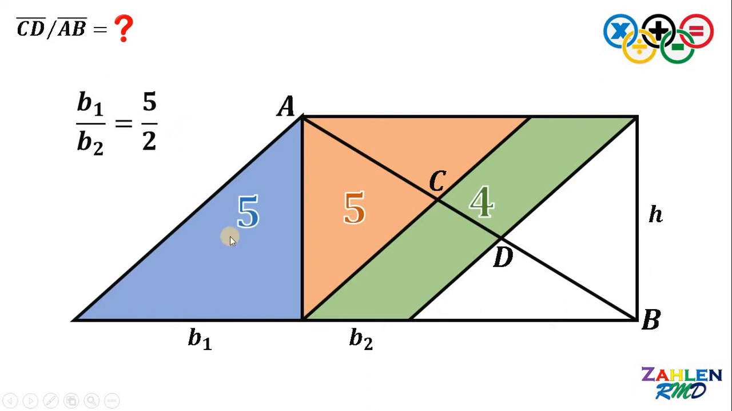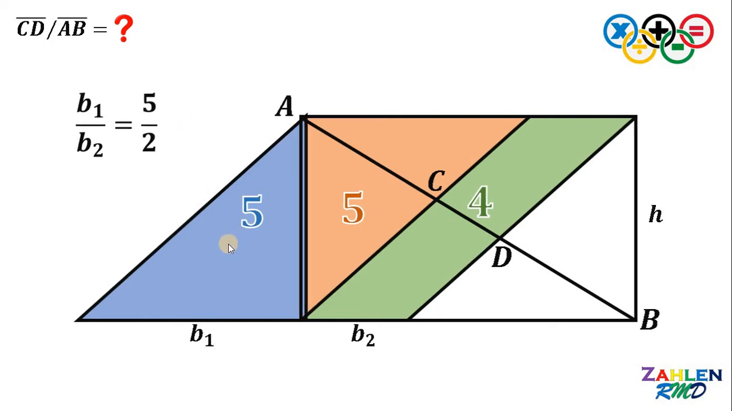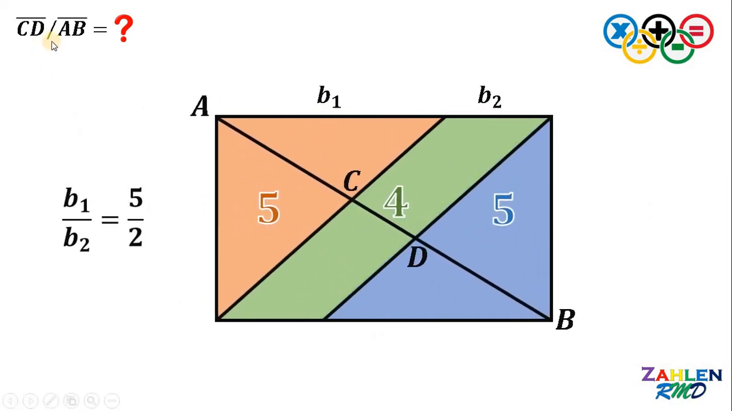Now, let's go back to our original figure because we are now ready to find the ratio of CD over AB. Take note that this length is also base sub 1 and this length is also base sub 2. The reason is this green figure is a parallelogram and these 2 right triangles are congruent. Therefore, this is also base sub 1 and this is base sub 2. Now at this point, let's focus on these 2 similar triangles. We know they are similar because we have 2 parallel lines.